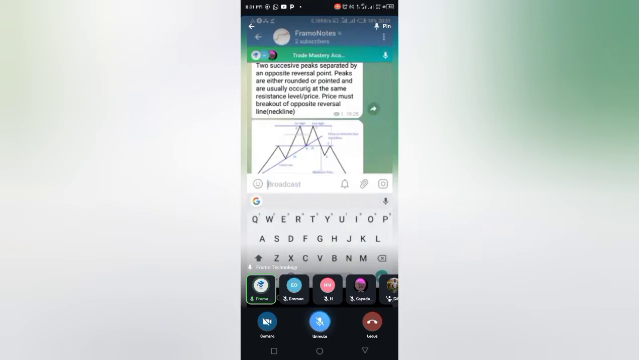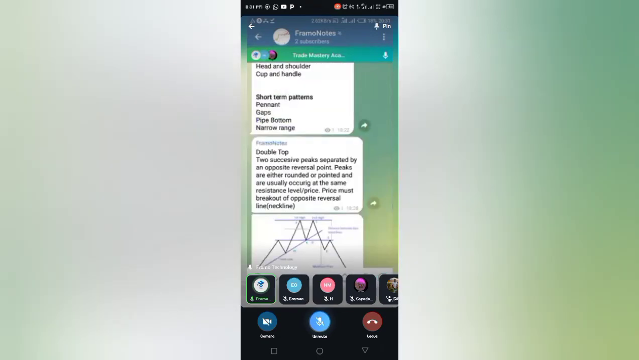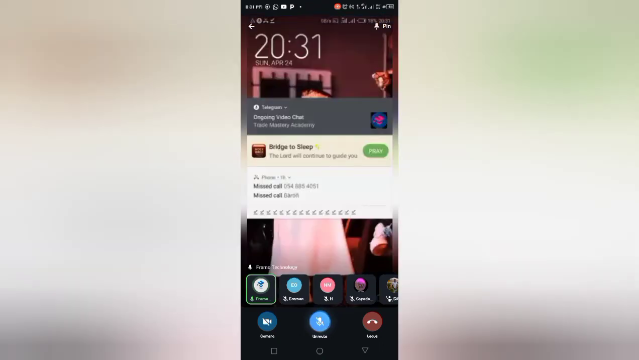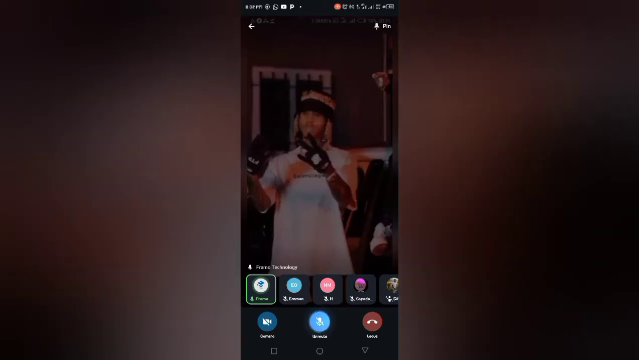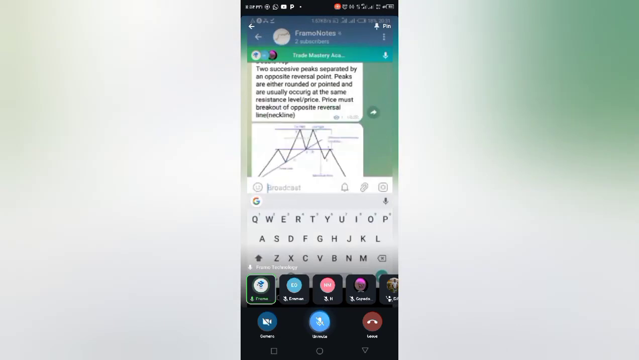And when an asset is also moving up, you should also consider a bearish pattern. Okay. So now, what we are going to discuss here is bullish and bearish patterns.